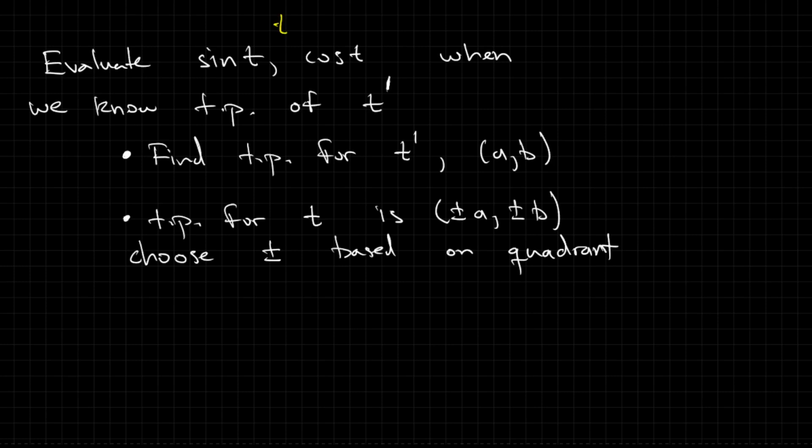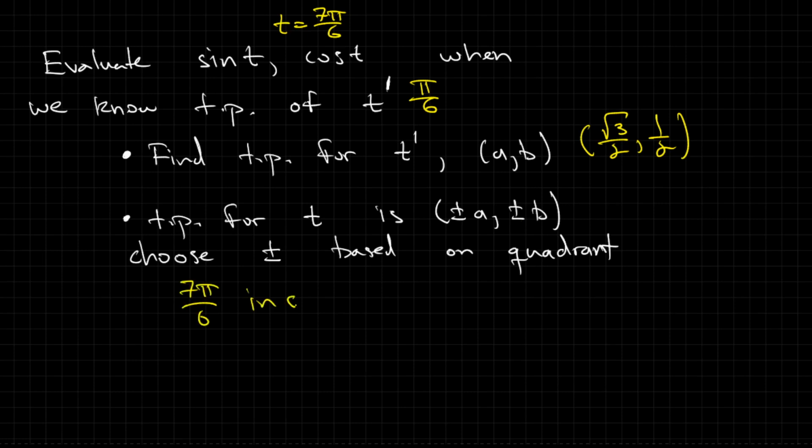And of course, for reference, in the last problem, t was 7 pi over 6, and we found our reference angle to be pi over 6, and that made it so our terminal point for the reference angle pi over 6, this is something you have to have memorized, is root 3 over 2, comma 1/2. And earlier we had concluded that in our problem for t equals 7 pi over 6, that 7 pi over 6 was in quadrant 3. And in quadrant 3, both the x and y coordinates are negative, so we chose negative for both of these.